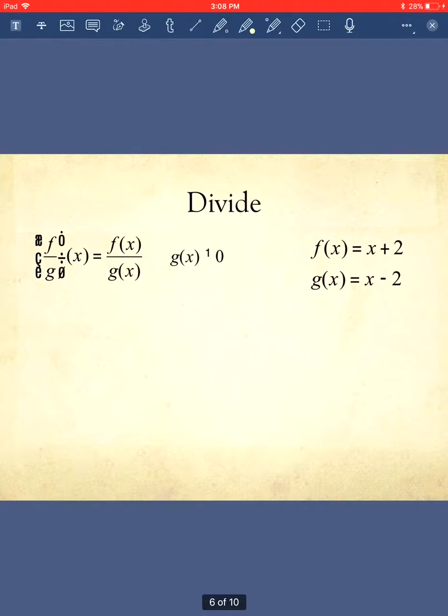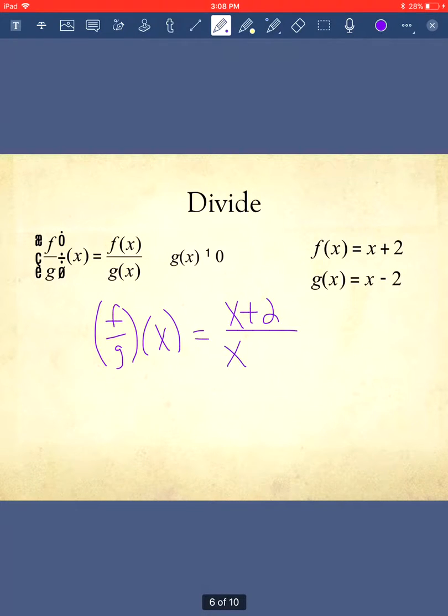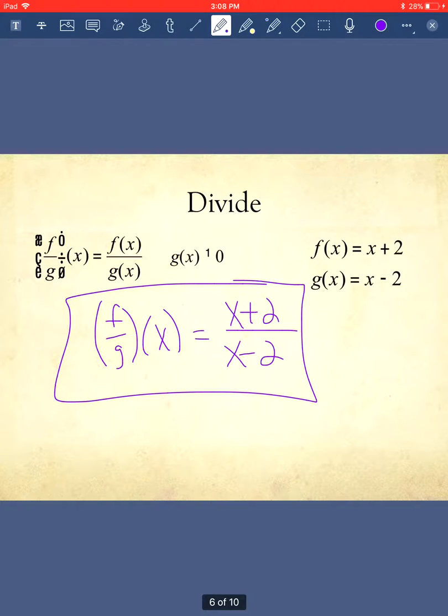So I'm going to divide f of x over g of x. f of x is x plus 2, g of x is x minus 2. So f over g of x equals x plus 2 over x minus 2, and there is nothing else to do there. You're going to leave it exactly the way it looks.